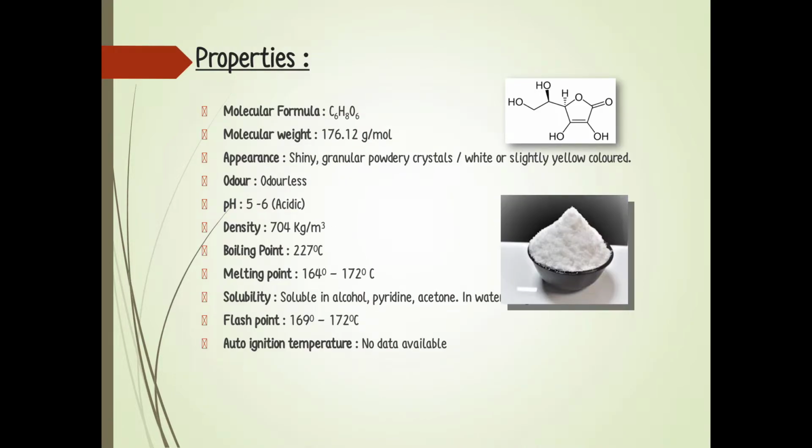Now let's go for the properties. The molecular formula is C6H8O6, which states that there will be a lot of double bonds in it. All right, and the molecular weight is 176.12 grams per mole. The appearance is shiny granular powdery crystals, sometimes white and sometimes yellow in color, depending upon how it has been eluted during the extraction process. All right, and odor, it's odorless. pH is 5 to 6, which is acidic. Obviously the name itself clarifies that it's an acid. And the density is 704 kilograms per meter cubed.